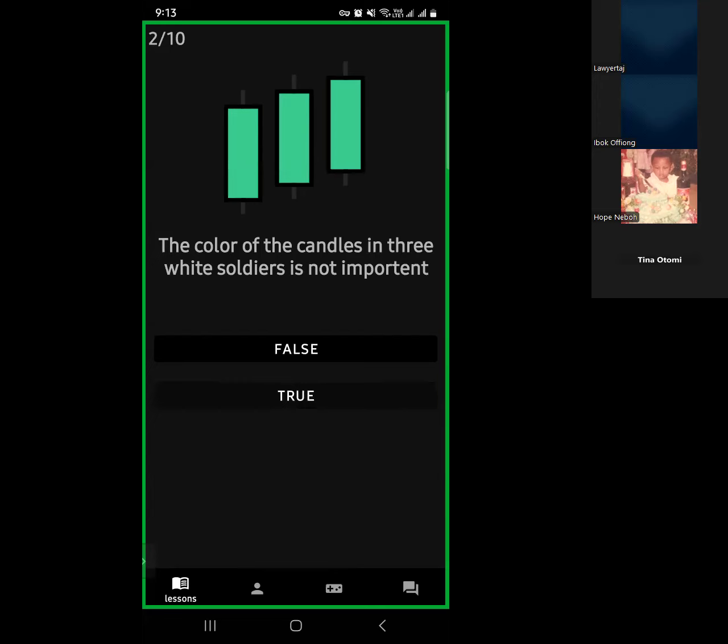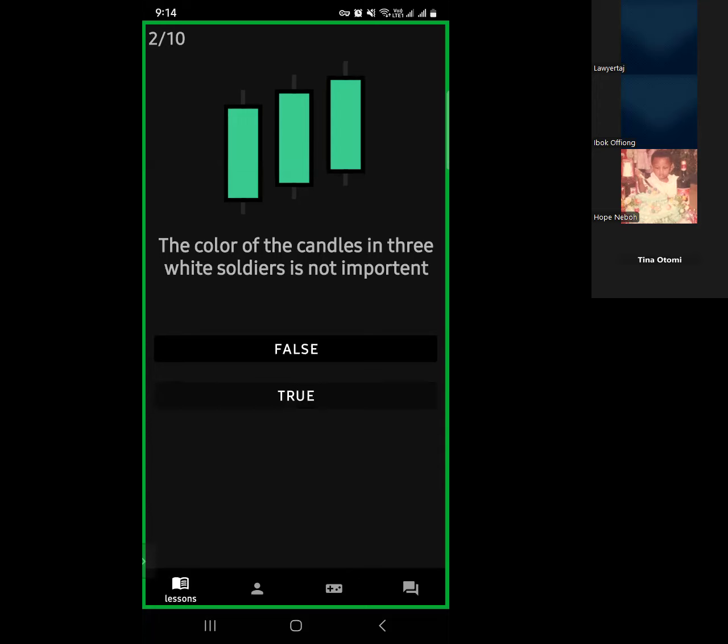Number 2. The color of the candles in three white soldiers is not important. Not true. So can these three white soldiers be red too? That's what they're trying to say. Are they still called three white soldiers when they are red, or three black soldiers? The color of the candles in three white soldiers is not important. True or false?